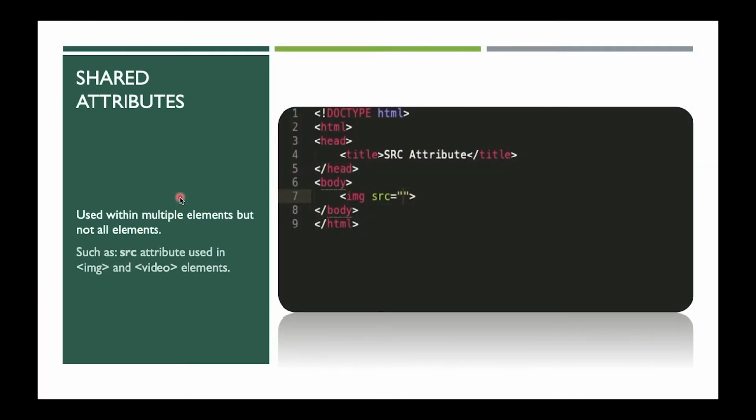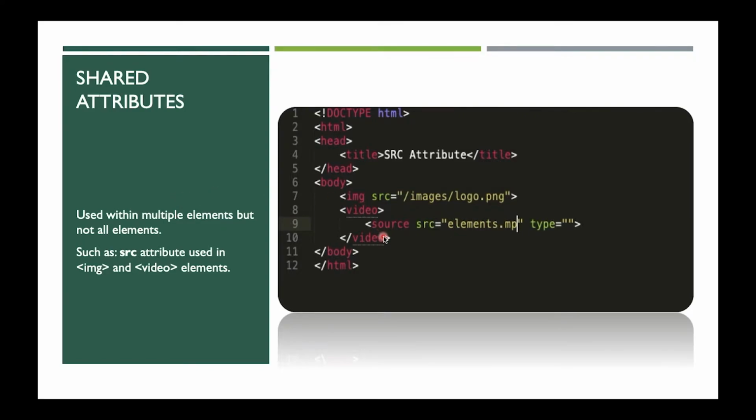Moving on, we have shared attributes. The name says it all. It is shared between multiple or many different elements within HTML. For example, the source attribute. We will learn about this when we talk about images and videos, but here understand that the source attribute is basically telling the browser about the location of, let's say, an image, if you have an image, or the location of a video, if you have a video. Keep in mind that the source attribute is used for some of the elements within HTML and it's not used on all of them. That's why it's called a shared attribute. It is just shared between some of the elements within HTML.